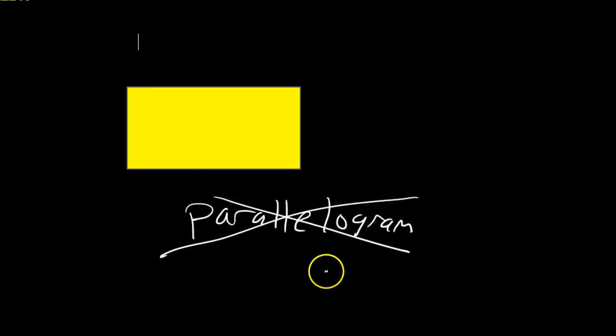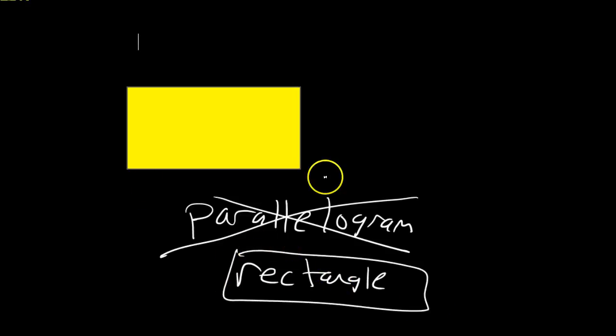This is a type of parallelogram, okay? But if I ask you to name this, you can't just say, oh, this is a parallelogram. Why not? Because this is a special parallelogram, and it has a more special name than just parallelogram. What kind of parallelogram is it? Rectangle? It is a rectangle. So even though it is a parallelogram, you have to be more specific. So you have to say rectangle, not parallelogram.